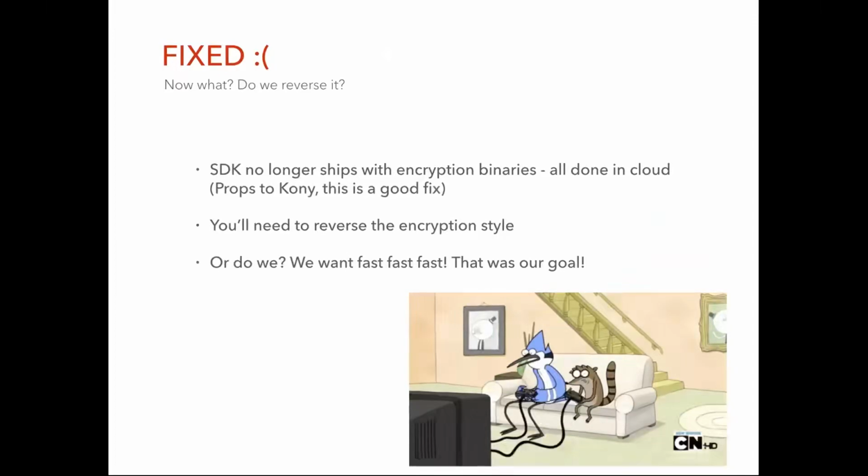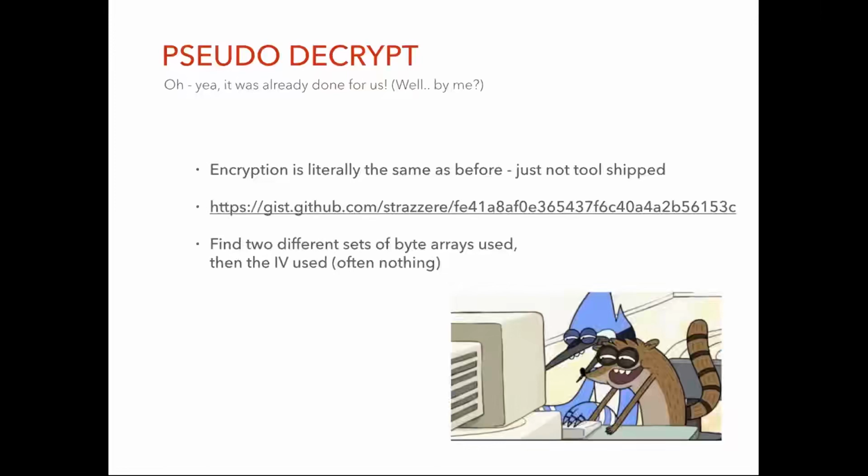The SDK no longer ships with the encryption binaries. Essentially, they're doing all the compilation in the cloud, and then they ship the binary to the end user. So now we don't actually have any of the encryption binaries. We don't have any of the code that they're using on the actual developer's machine. But they fixed it, whatever. This is going to make it more interesting for us, hopefully. So what's the next step?